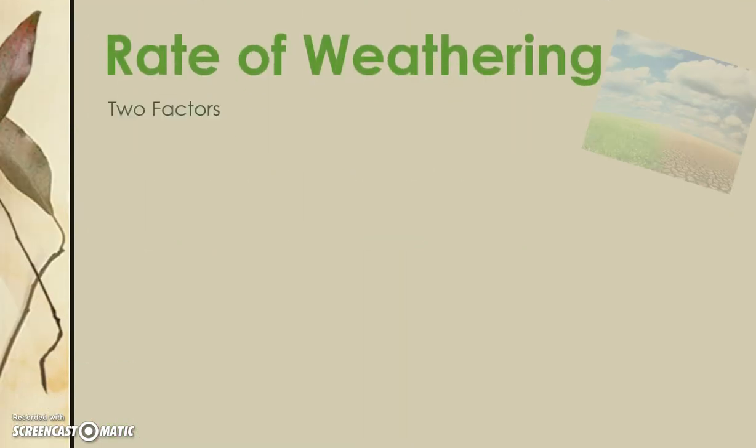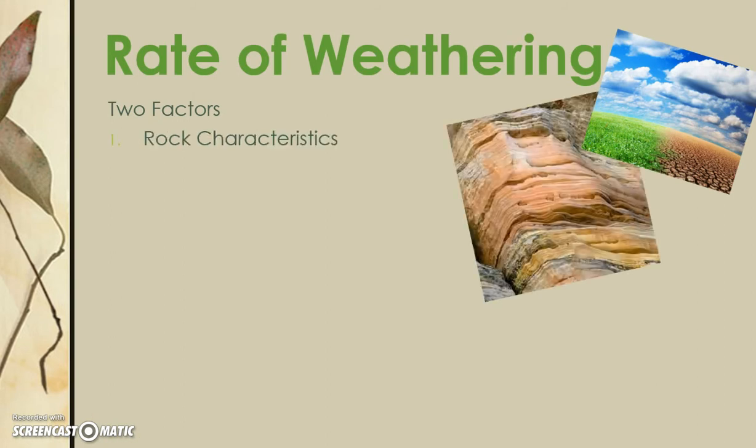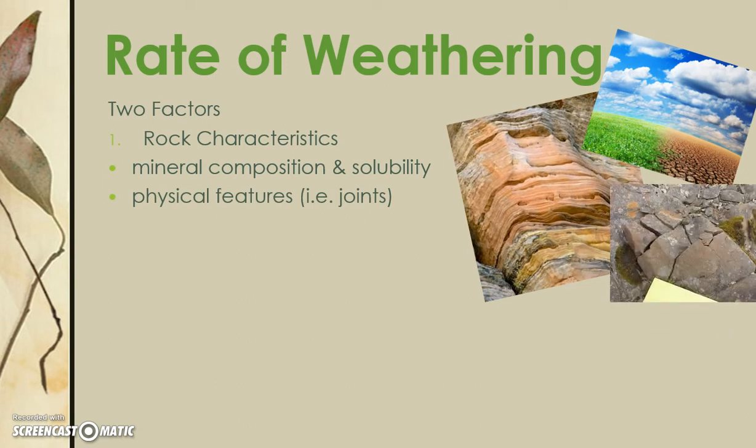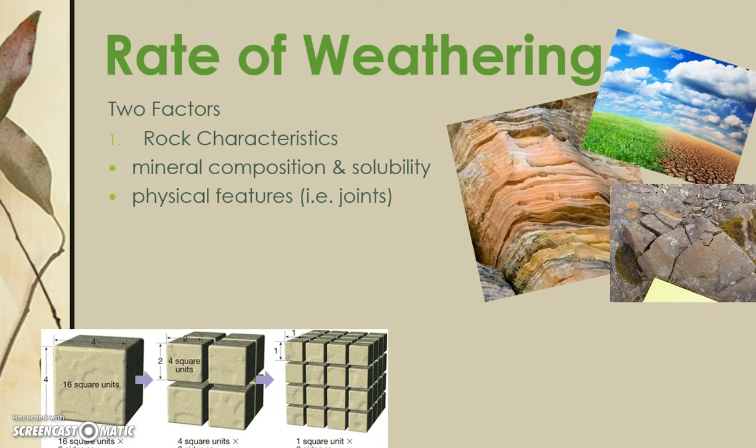The rate of weathering depends on two factors. Rock characteristics, so what it's made of, and the solubility of minerals in that rock. The physical features, so where it comes together, their joints. For example, if you look at the bottom, a 4x4 has less surface area than 4 or 8 2x2s. So there's more surface area here than here, and a lot more surface area here than in either of the two before it.